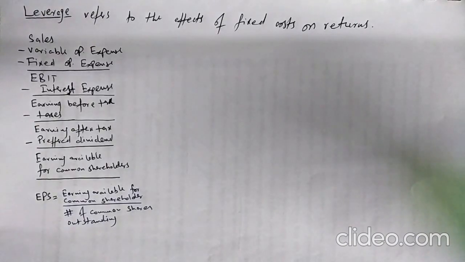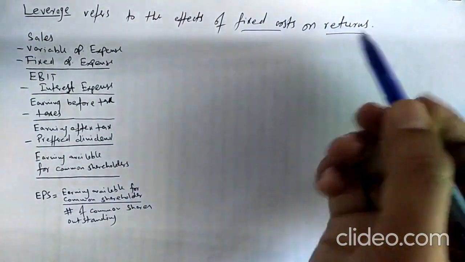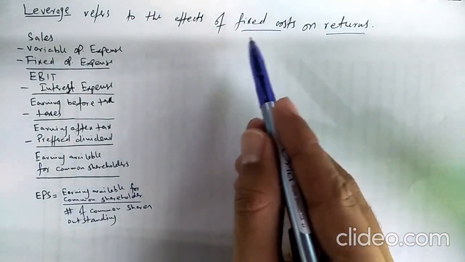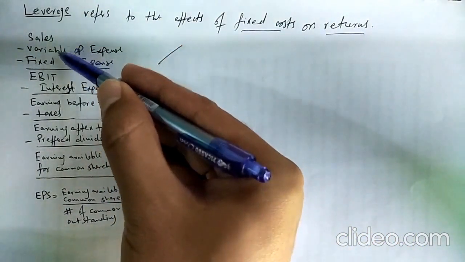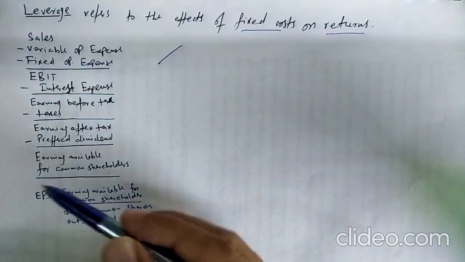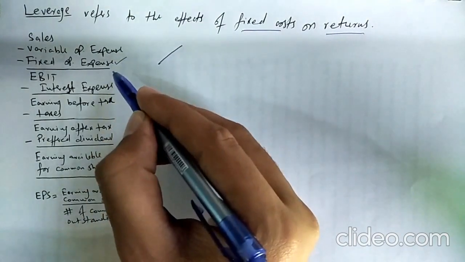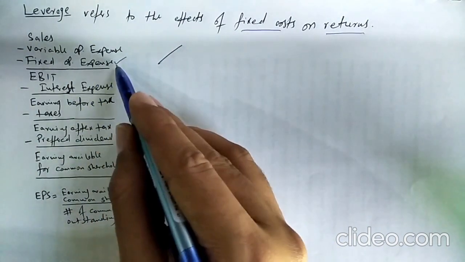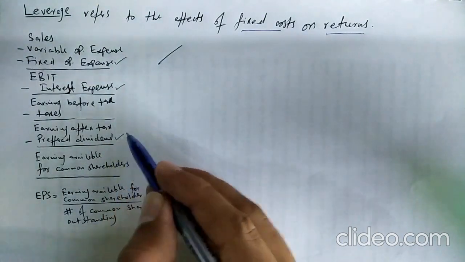Hello everyone. In this lecture, we discuss the concept of leverage. Leverage tells us about the effect of fixed cost on the returns of any company. If we talk about fixed cost, there are two types of fixed cost in the financial statements. Like I have a pro forma of the income statement here, and you can see from it, one category is fixed operating expenses, second is interest expense, and third is preferred dividend.